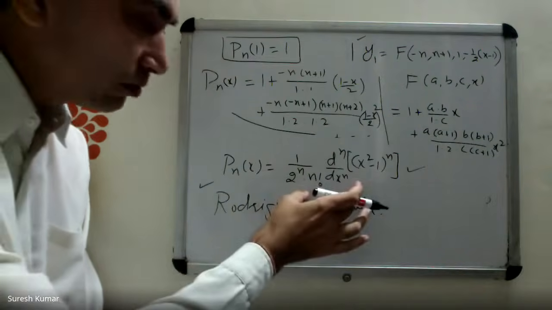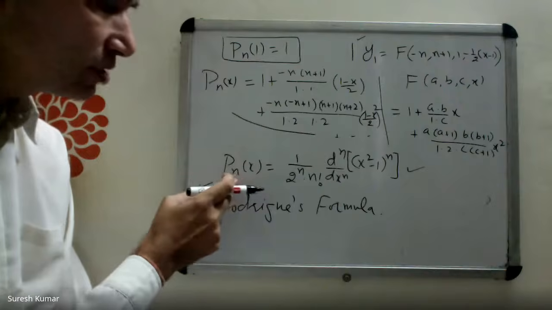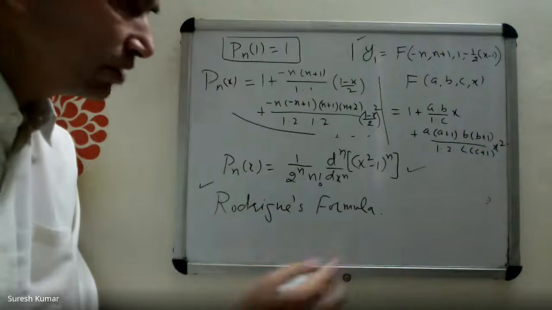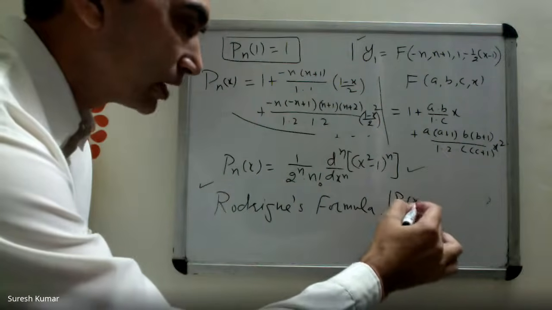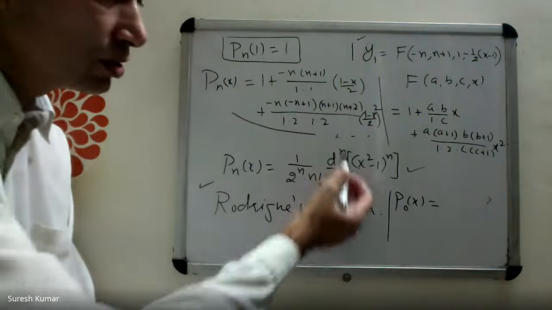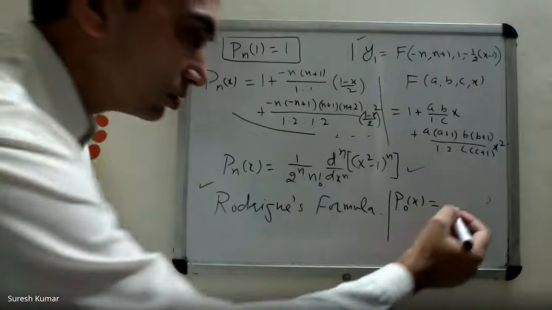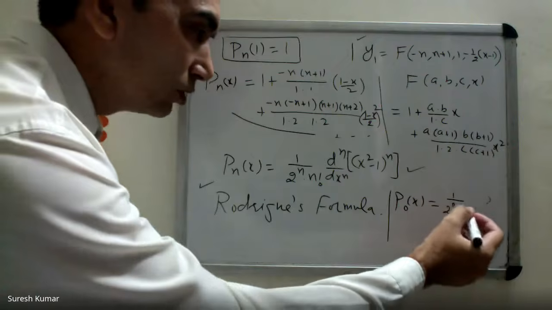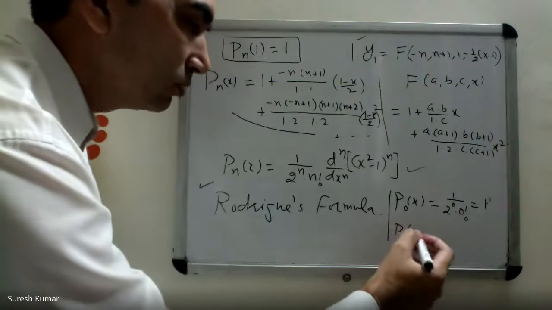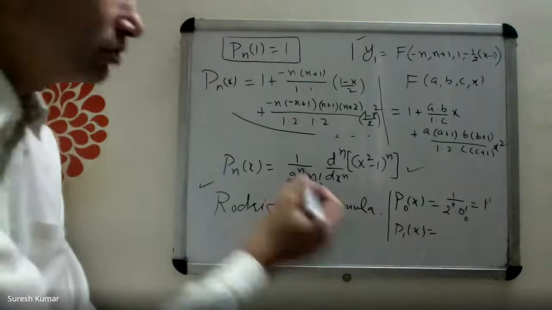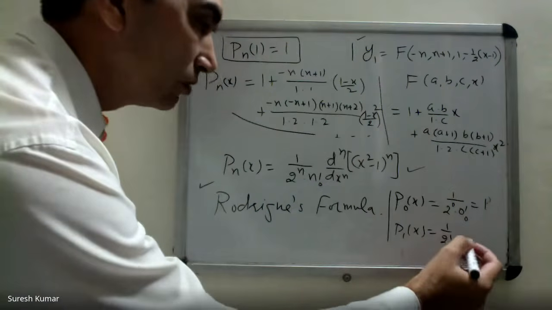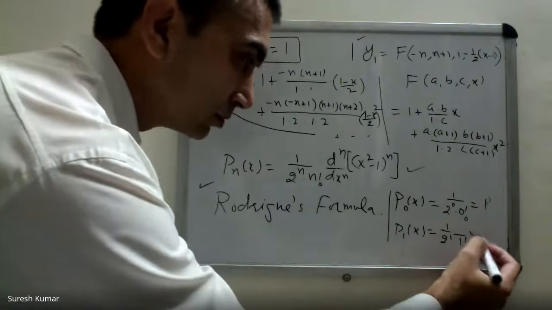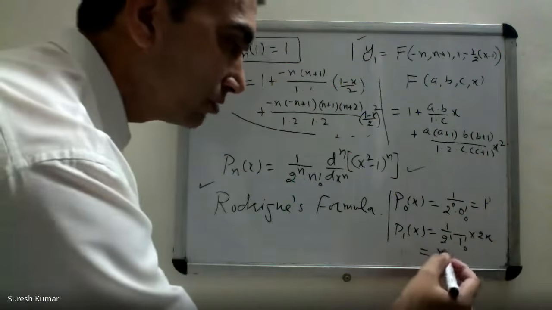So what is the advantage of this formula? You can get any Legendre polynomial just by substituting the value of n here. You can derive various Legendre polynomials. For example, if you need P0(x), what is that? P0(x) means no derivative, n is 0. So you are getting 1 over 2 power 0 into 0 factorial, just 1. Now see what is P1(x). P1(x) means 1 over 2 power 1 into 1 factorial. First derivative of x square minus 1, what is that? 2x. So you are left with x.